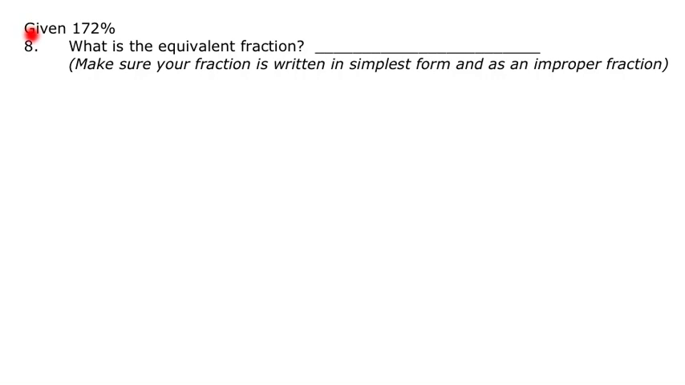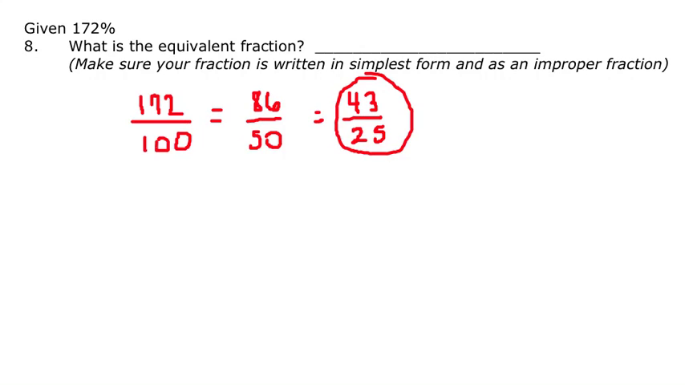Question number 8. Given 172%, what is the equivalent fraction? Remember to make sure your fraction is written in simplest form and it's as an improper fraction. And so your answer should be 172% is equal to 172 over 100, which can be reduced to 86/50ths, which can be reduced to 43/25ths. And you need to leave it as an improper fraction.